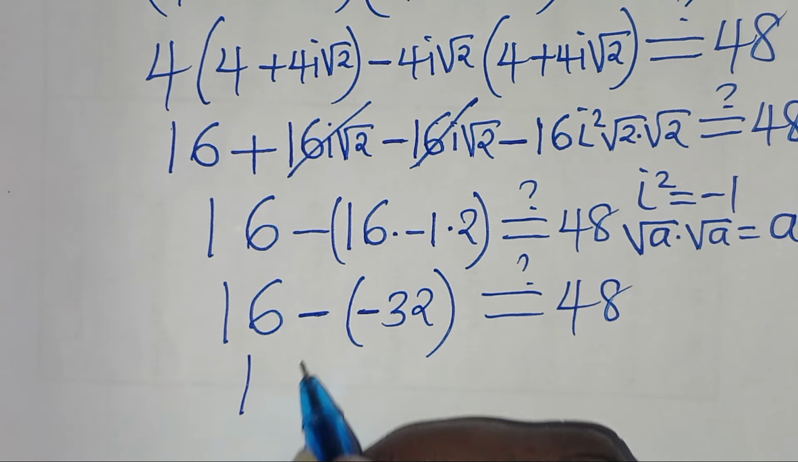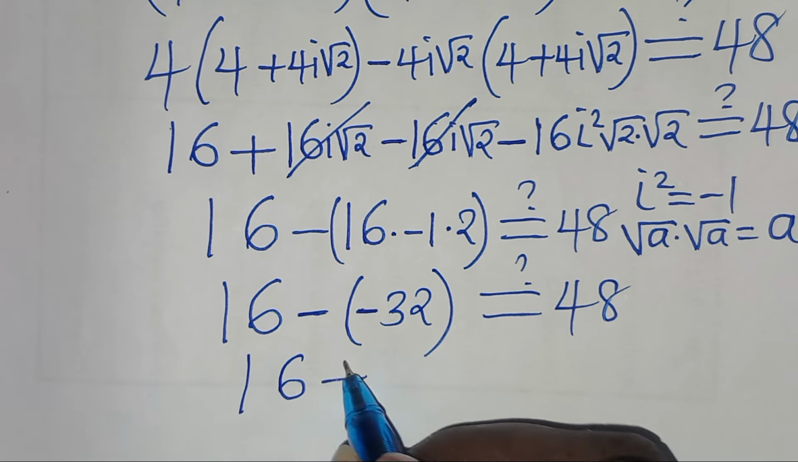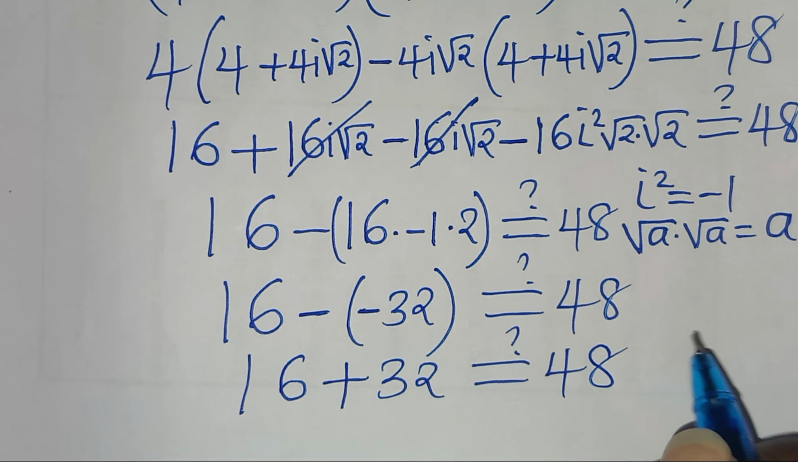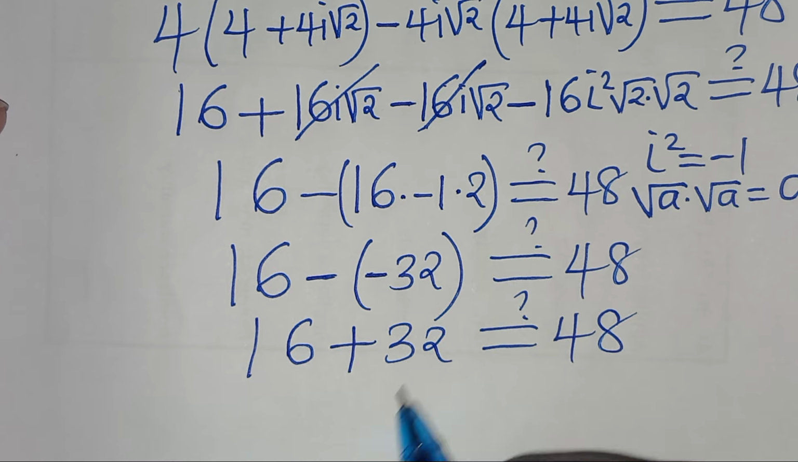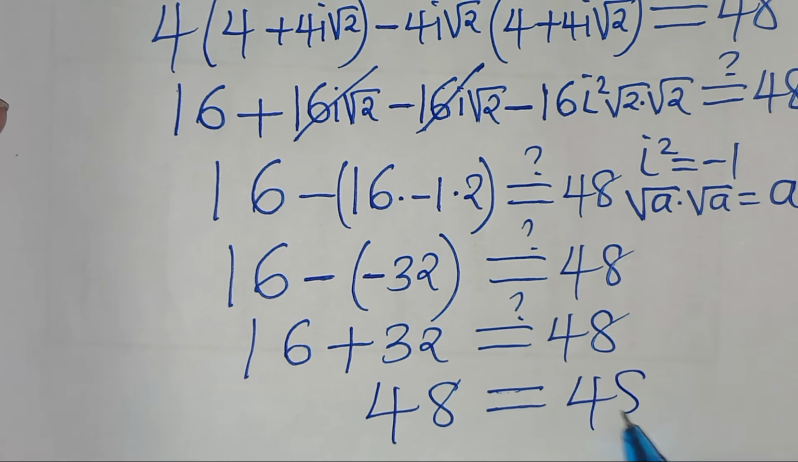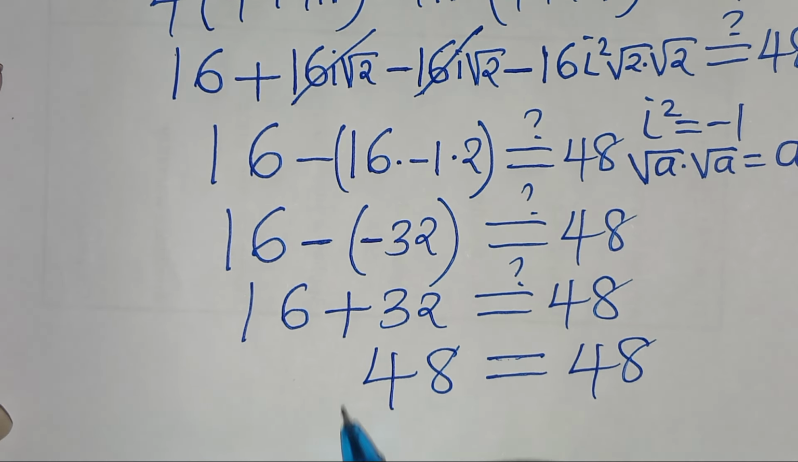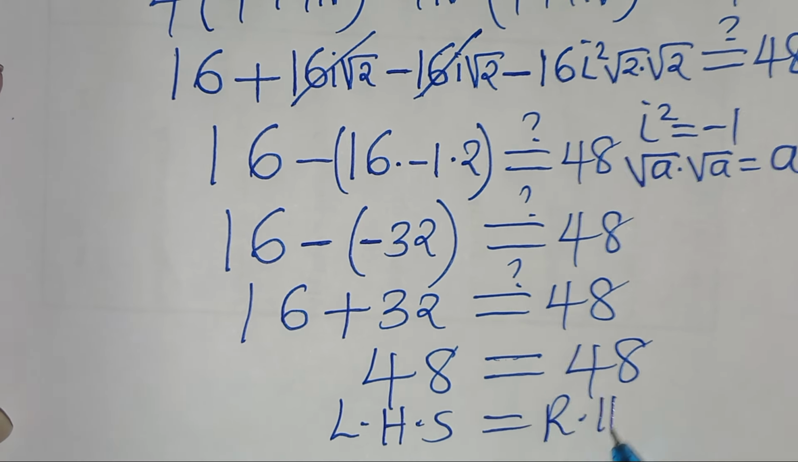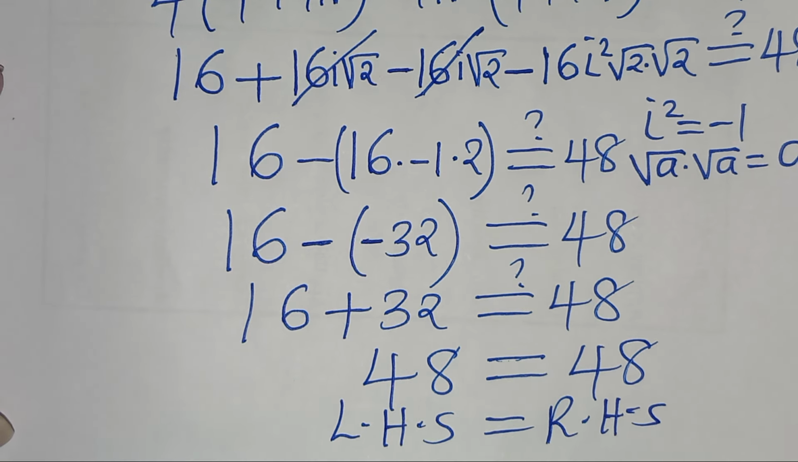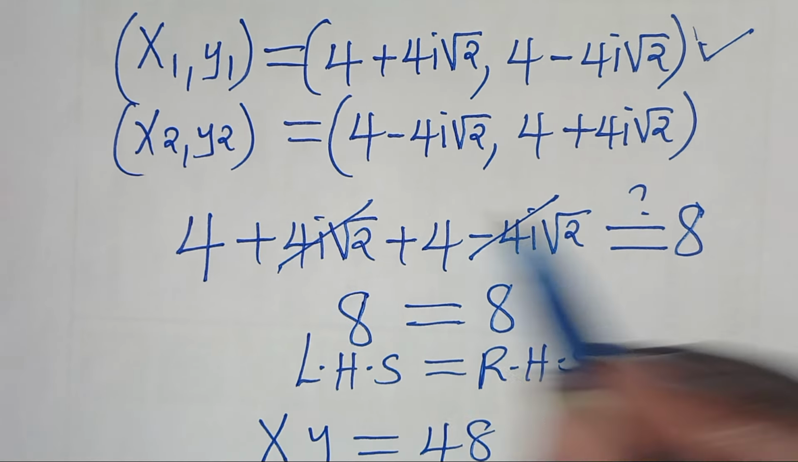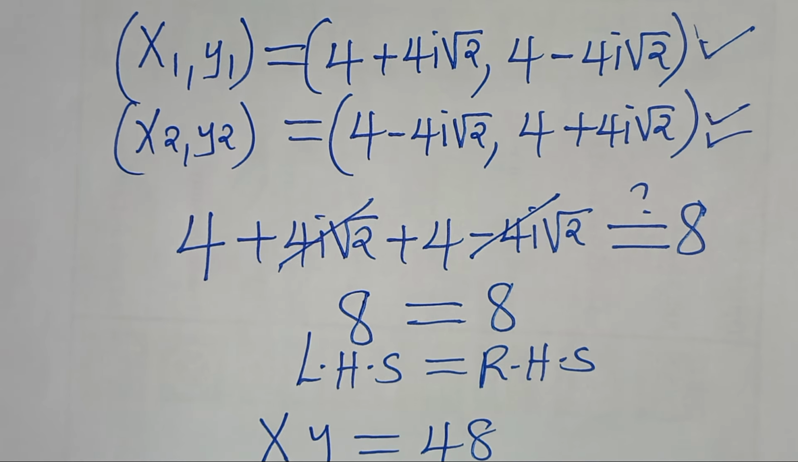So we have 16 minus times minus 32. This becomes plus 32. This is supposed to give us a value of 48. 16 plus 32. This is equal to 48, which is equal to 48. So this implies that the left hand side is equal to the right hand side. And this proves that x2, y2 also satisfies the equation.